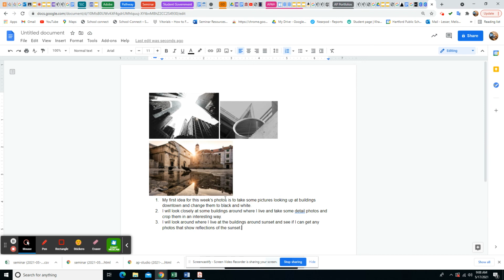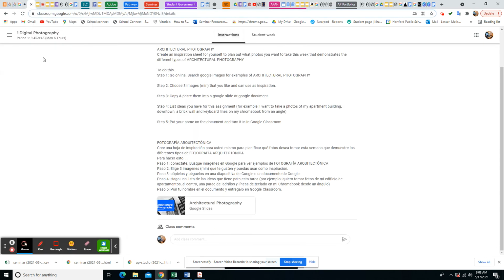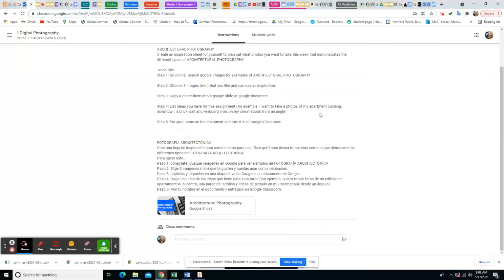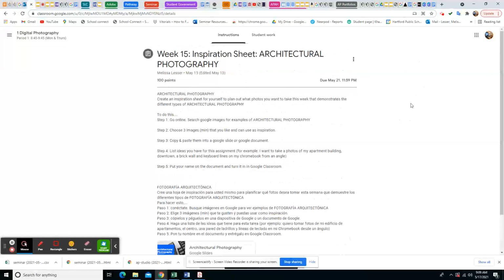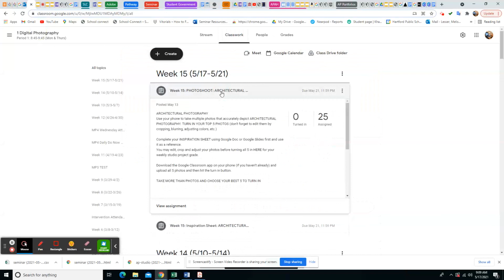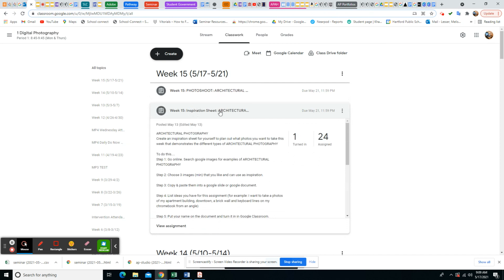All right? So you'll turn in this Google Doc for your inspiration sheet, and I'll come back over here. So right here, inspiration sheet, this is where your Google Doc will go. You'll turn it in here. Mine looks different because I'm a teacher. I don't have the turn in button. And then once you take your photos, you'll turn your photos in right here under photo shoot. Some people sometimes get them confused from week to week, but just look for where it says photo shoot. Photo shoot is for photos. Inspiration sheet is where your Google Doc goes. Okay? So those are your 2 assignments for this week.